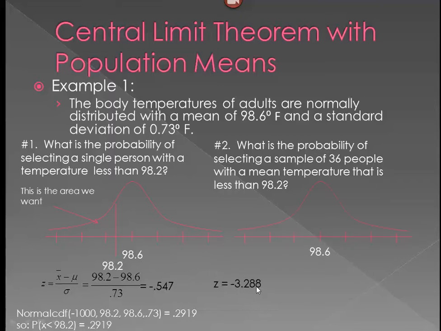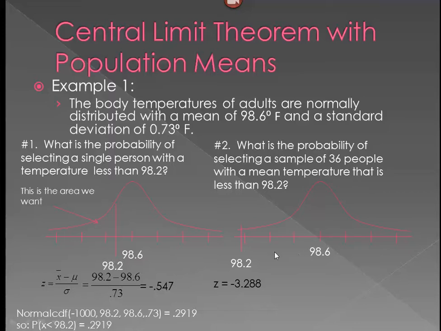When I find the z-score for a group of 36, plugging it into the same formula, except we're dividing 0.73 by the square root of 36, we see that we aren't just half a standard deviation to the left, but rather 3.288 standard deviations to the left. That's definitely in the extreme areas of the curve, which in this case would be over here. So that same temperature value is much less likely when it's a group of 36 people.